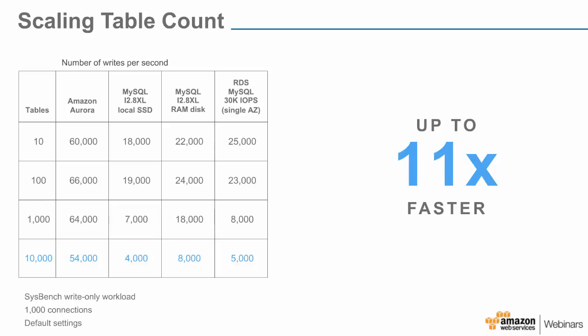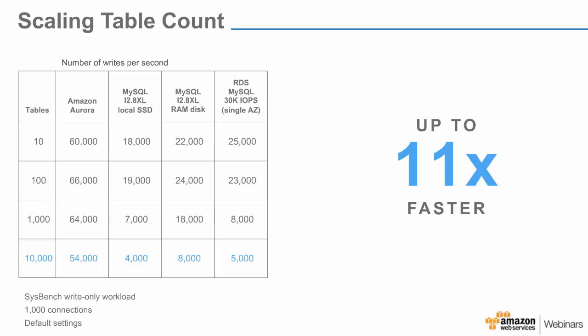Let's look at table scaling when the tables no longer fit into cache. So as you go up from 10 tables to 10,000 tables, we definitely start seeing a little bit of a penalty in Aurora, going from a peak of 64,000 requests per second on a write-only workload with 1,000 connections, down to 54,000. But if you look at MySQL, you can see it's doing about 5 times worse as you go from 10 to 10,000 tables.